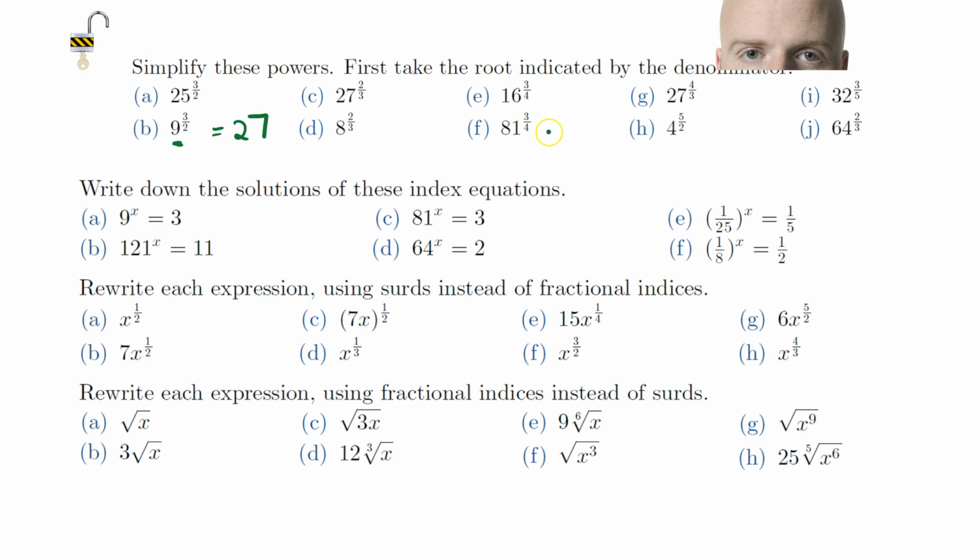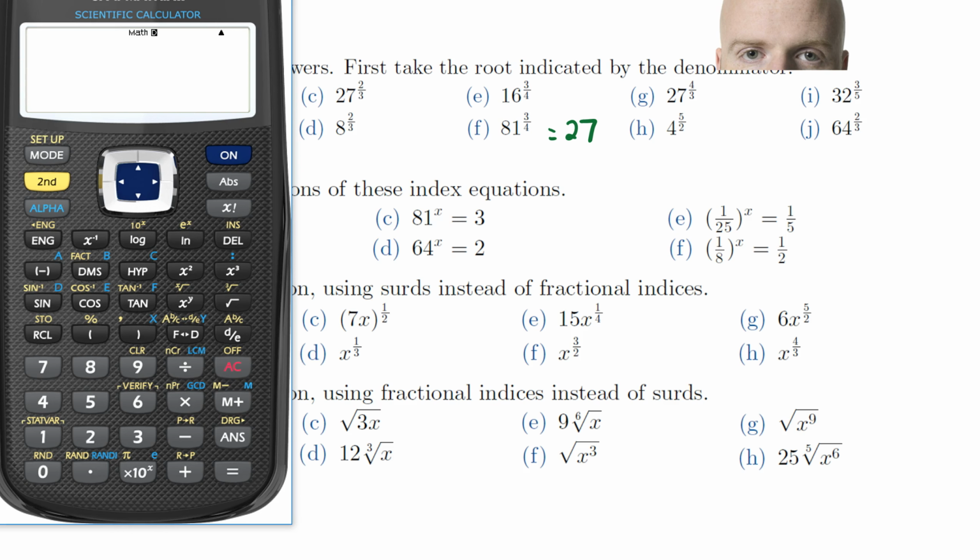81 to the 3 on 4th. Well, this is another case where these questions are way easier if we actually know our tables, although your calculator will cope with it. We might have a look at that in a moment. But 81 to the 3 on 4, we take the 4th root of 81, which is 3, we cube that, and 3 cubed is 27.